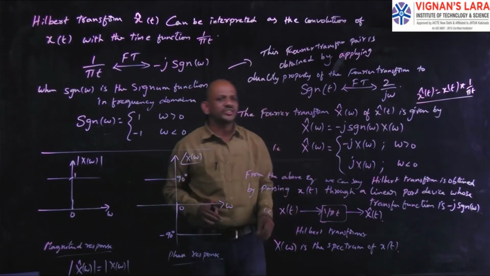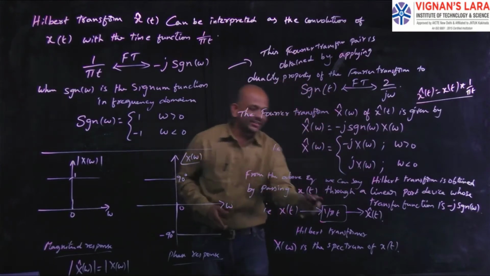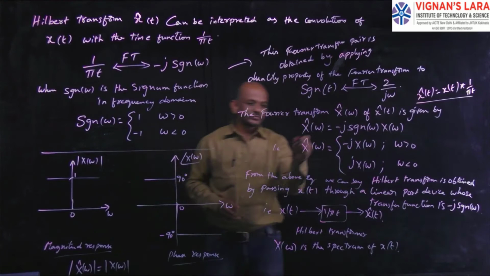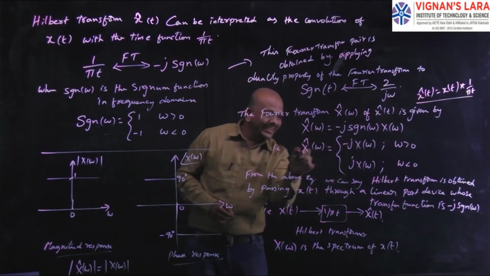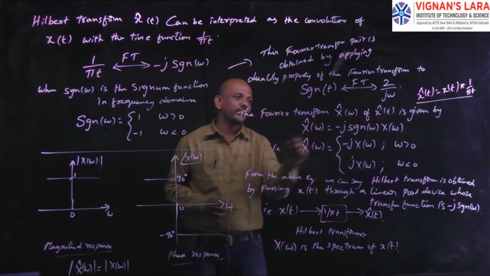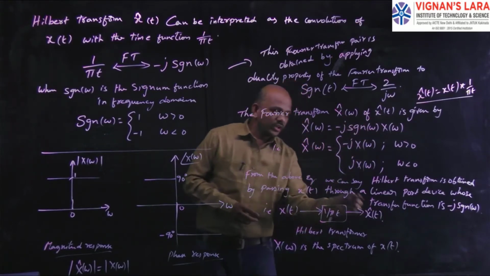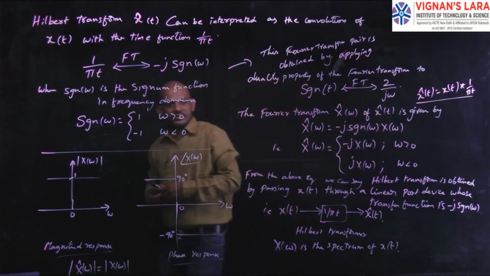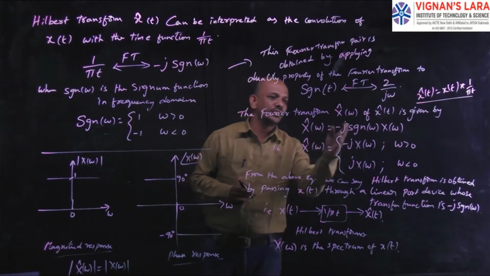So the transfer function is nothing but the Fourier transform of the output by the input. Here the transfer function is minus j Sgn of omega. So this is the output and this is the input. Output by input, capital X cap of omega by X of omega, will give minus j Sgn of omega. This is the transfer function, that is, the Fourier transform of the output by the input.